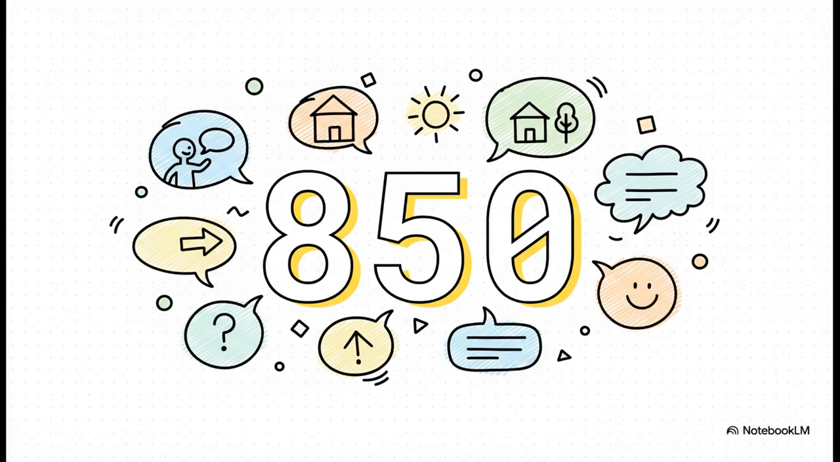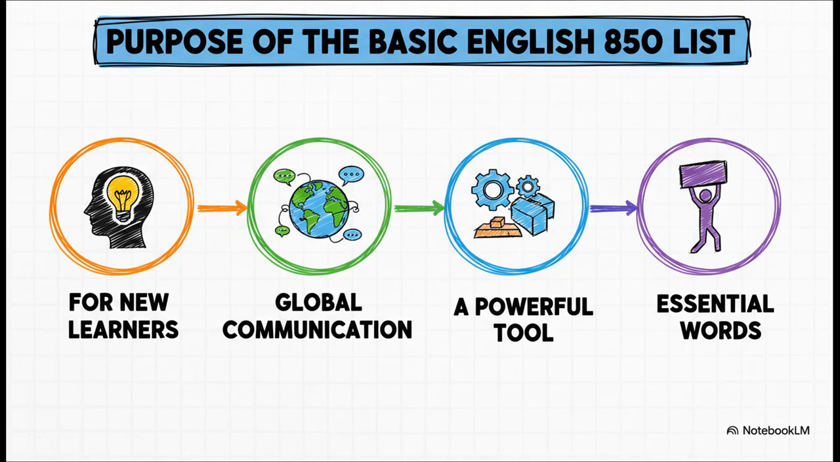850. That's the magic number. The folks who came up with this system, they argued that with just these 850 core words, you could say almost anything you need for everyday life. I mean, that's a pretty wild idea, right? Simplifying language down to its absolute core. So what exactly is this list? Well, think of it like a starter toolkit for clear communication.